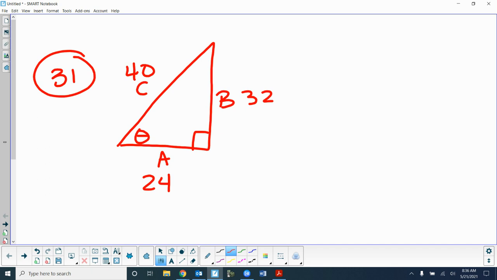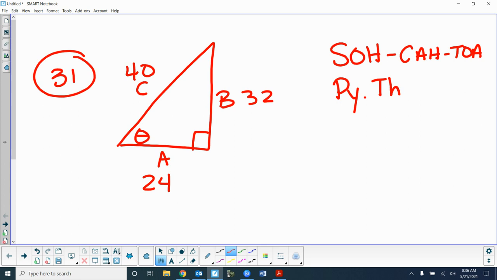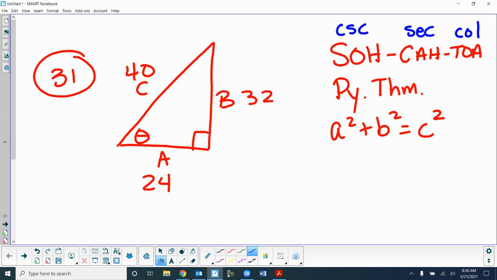Right, so if you want, you can put this, SOHCAHTOA. Pythagorean theorem is a squared plus b squared equals c squared. Do I need to worry about that for this problem? No, we already know what a, b, and c are, right? What's the reciprocal of sine? Cosecant. And then for cosine, secant, and for tangent, cotangent, right?